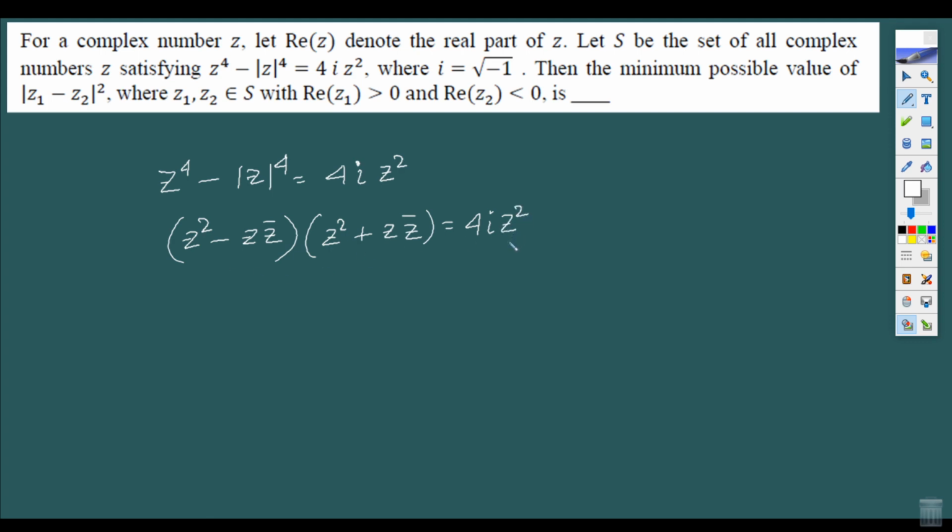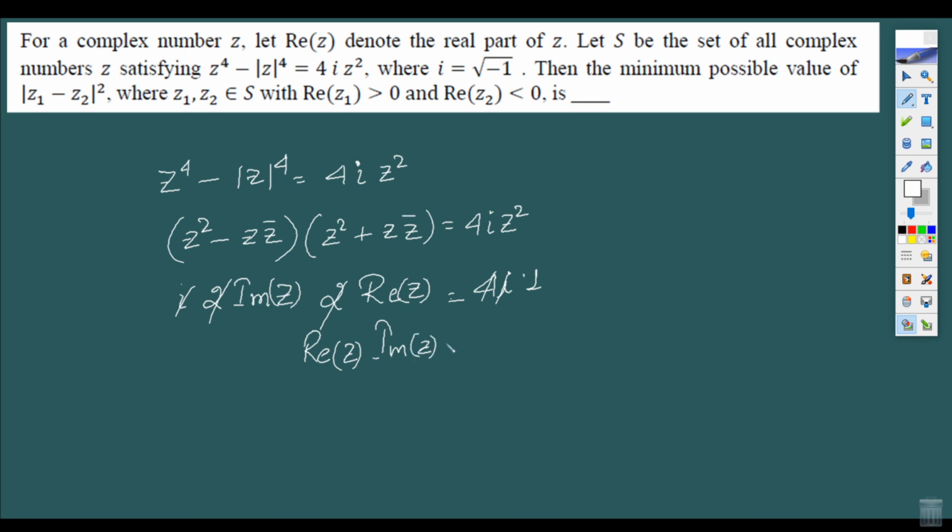I can comfortably cancel out Z square, so I would be left with Z minus Z bar, that is 2 times imaginary part of Z, Z plus Z bar, that is 2 times real part of Z, and imaginary part of Z comes with an iota, is equal to 4 iota times Z square. Z square has been cancelled initially. 2 cancels with 4 and iota cancels with iota. So what you are left with is real part of Z into imaginary part of Z is equal to 1.